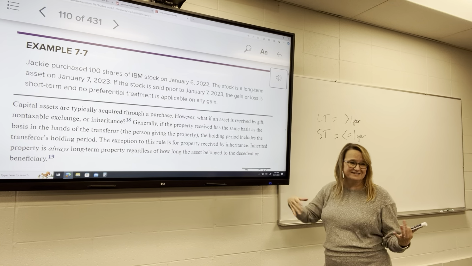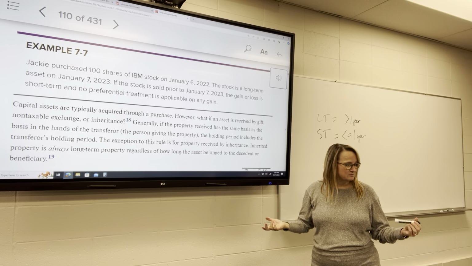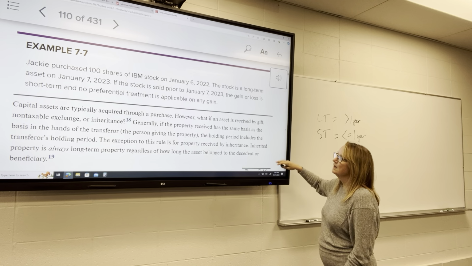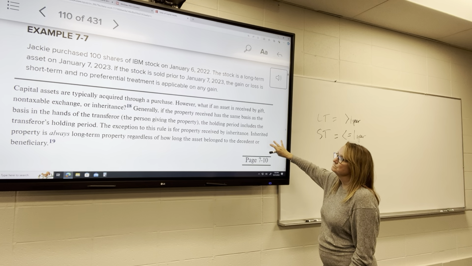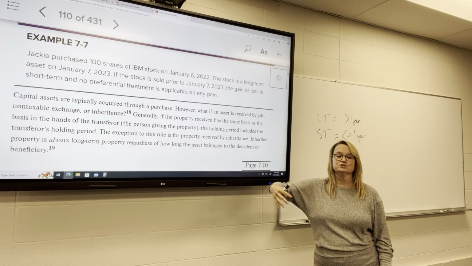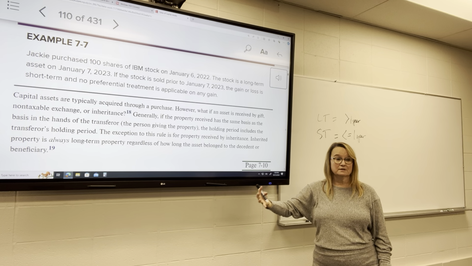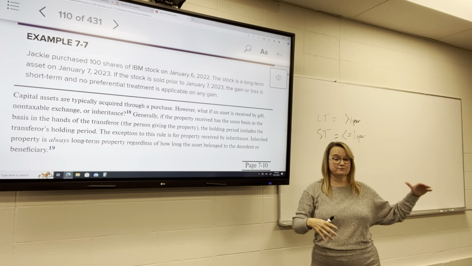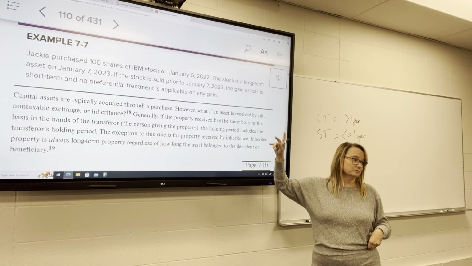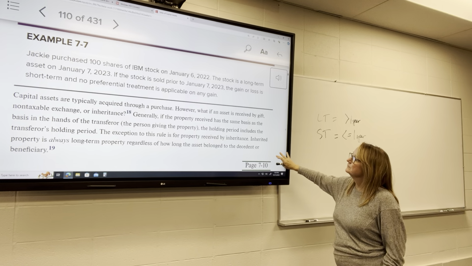Now, if it's a loss, it doesn't really matter as much, right? Because you're not talking about tax rates there. In fact, sometimes people will sell assets intentionally at a loss in order to offset other gains with that netting process. You'll see why when we go through that.